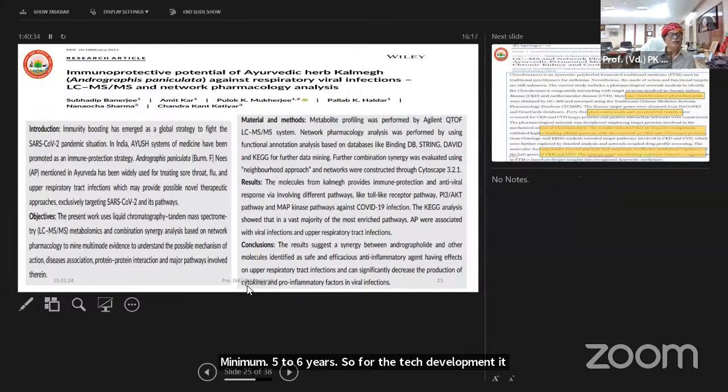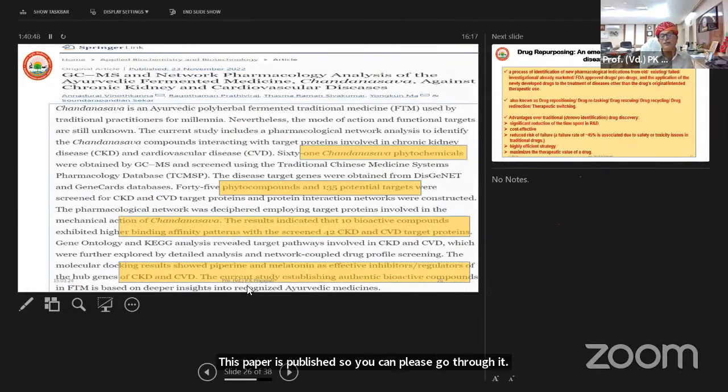The immunoprotective potential of the Ayurvedic formulation was evaluated by LCMS, MS and network pharmacology analysis. This paper is published, so please go through it. The GCMS and network pharmacology analysis of Ayurvedic fermented medicines, Chandanasava, against chronic kidney and cardiovascular disease is also published, so please go through it.